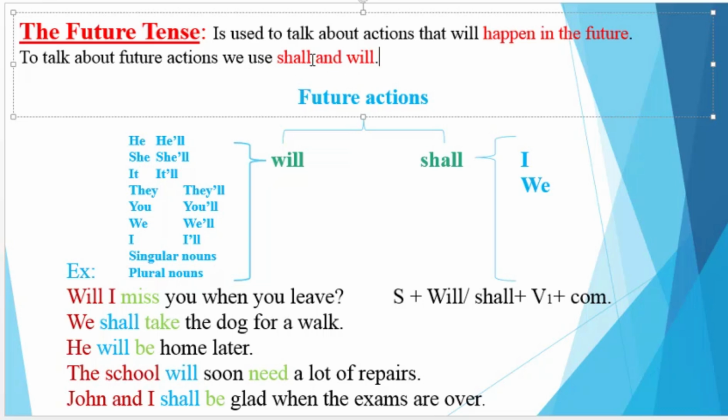These two are the auxiliary verbs. Okay, shall and will are auxiliary verbs. So when we want to talk about the future action, we can use two auxiliary verbs, shall and will.